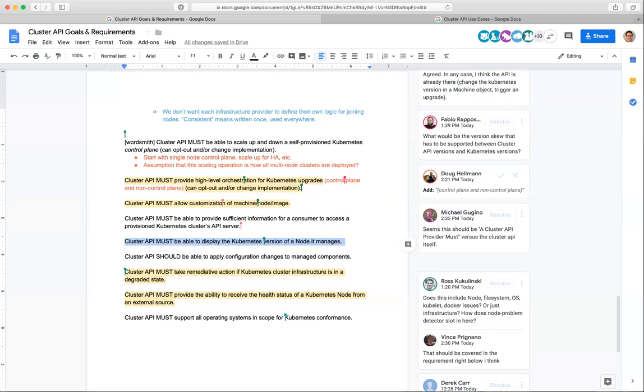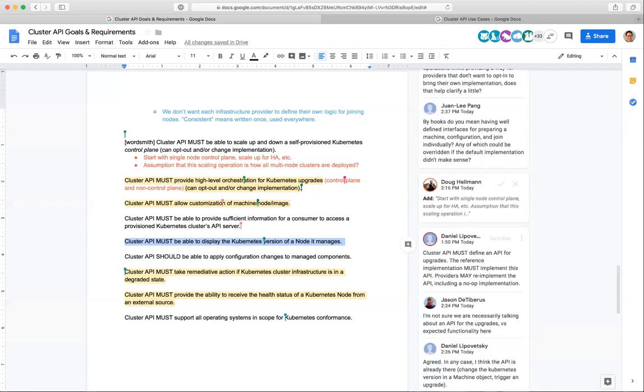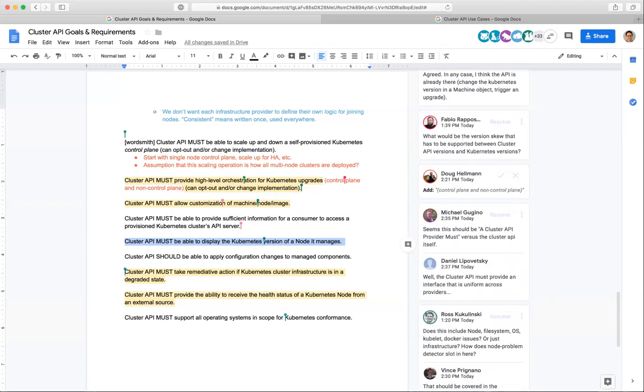So in the non-pivot case, that means from the cluster API you can see all the nodes that it's provisioned in any given cluster and the versions running on them. I missed the first couple words you said. In the non-pivot case, you've got one cluster API managing 50 clusters. You can see them all in one place. Yeah.